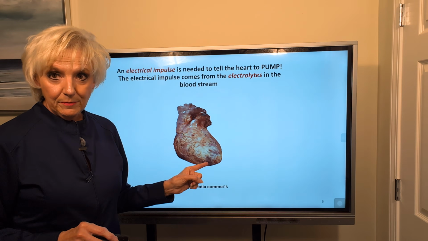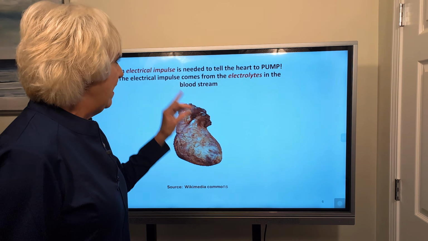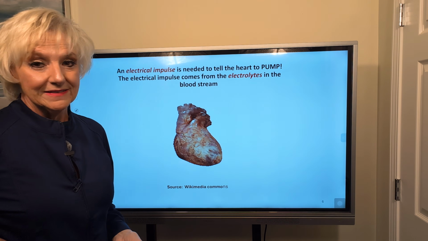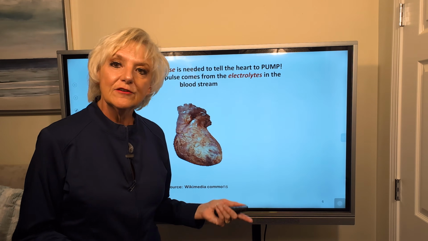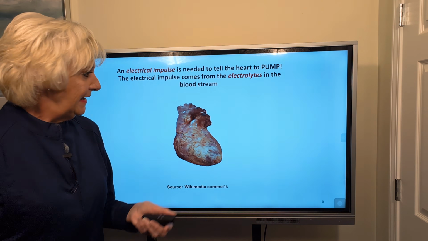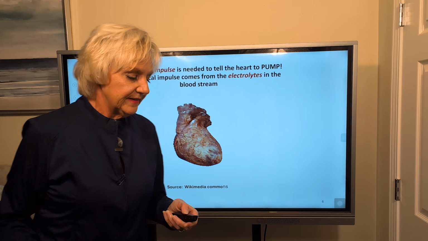Now, in order for that to pump, and we want it to pump, you have to have an electrical impulse. And you're like, what's that all about? Well, it just takes the electrolytes of our bloodstream and turns it into electricity.